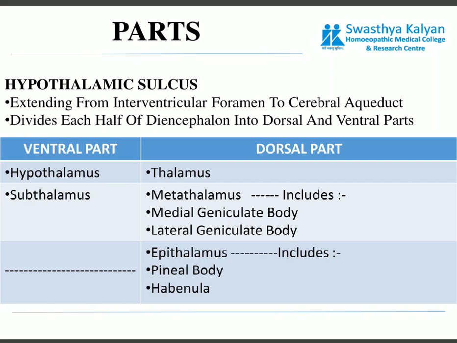This hypothalamic sulcus extends from the interventricular foramen to the cerebral aqueduct, and it divides each half of the diencephalon into dorsal and ventral parts. The ventral part consists of the hypothalamus and the subthalamus, and the dorsal part consists of the thalamus, the metathalamus, which includes the lateral and medial geniculate bodies, and the epithalamus, which includes the pineal body and the habenula.